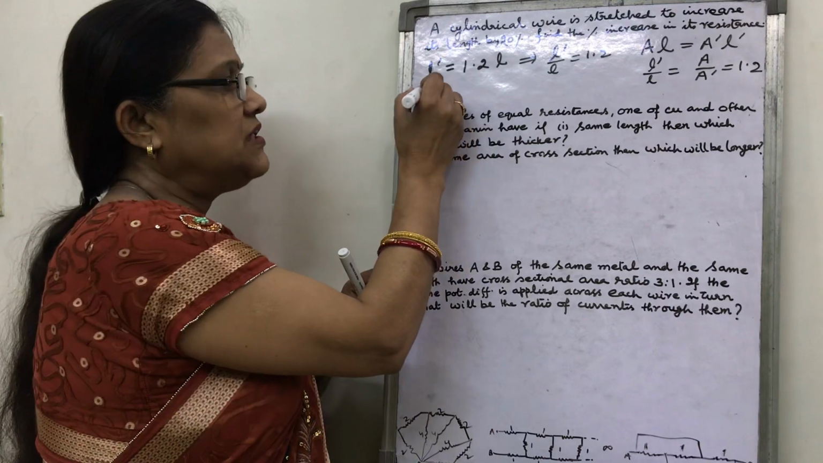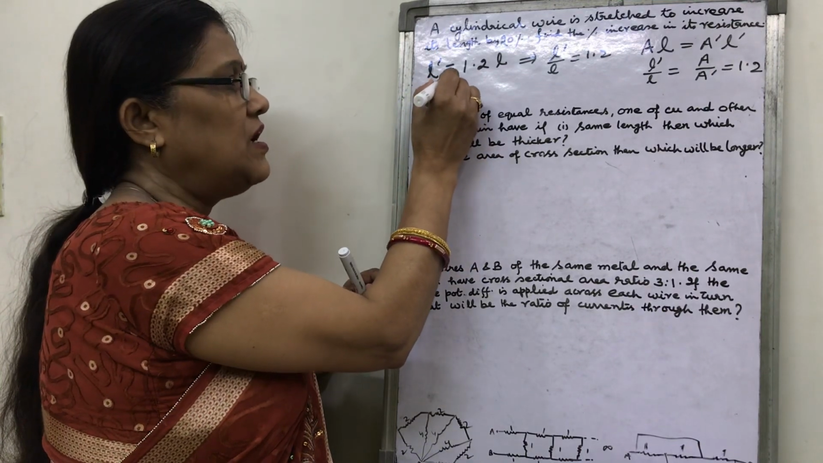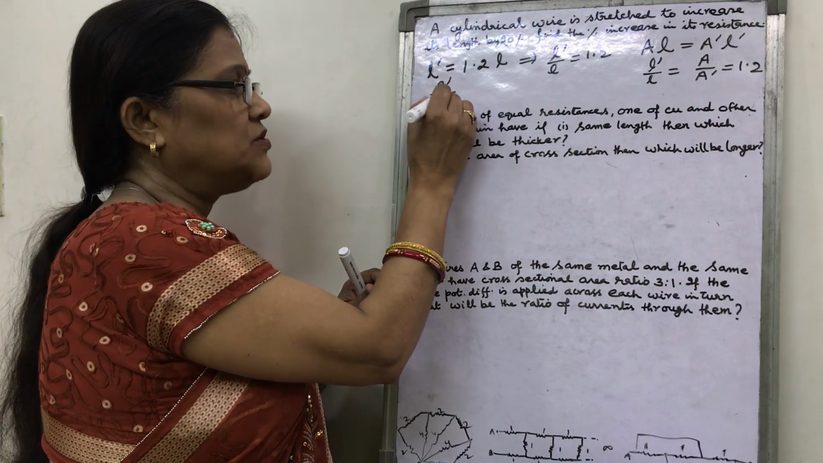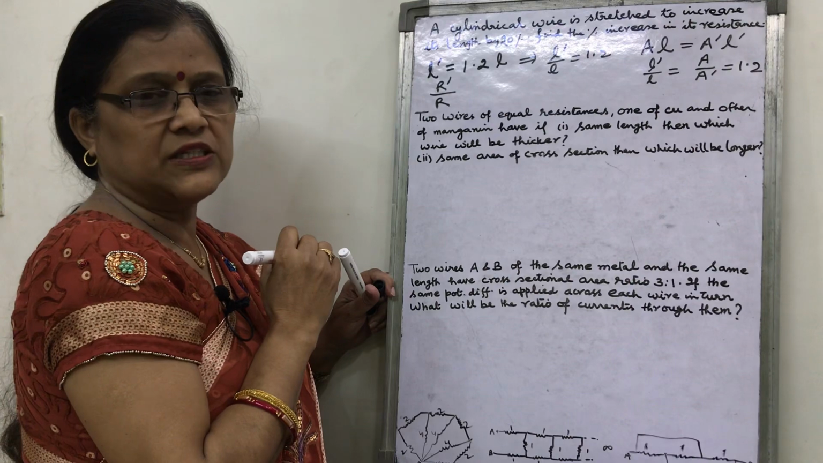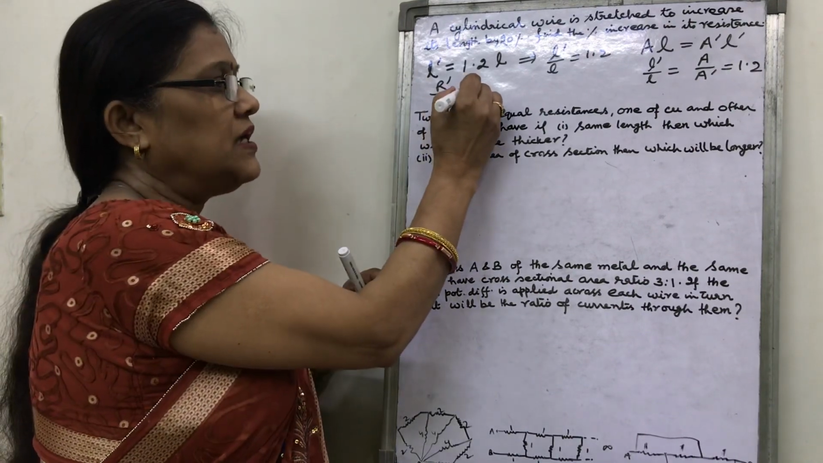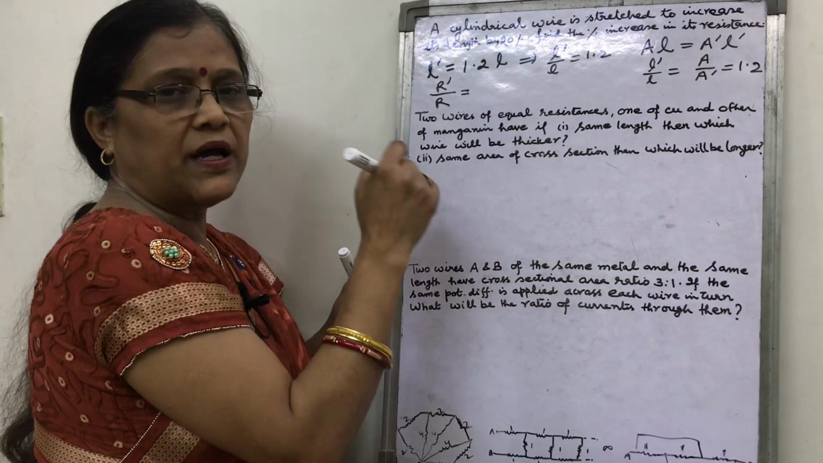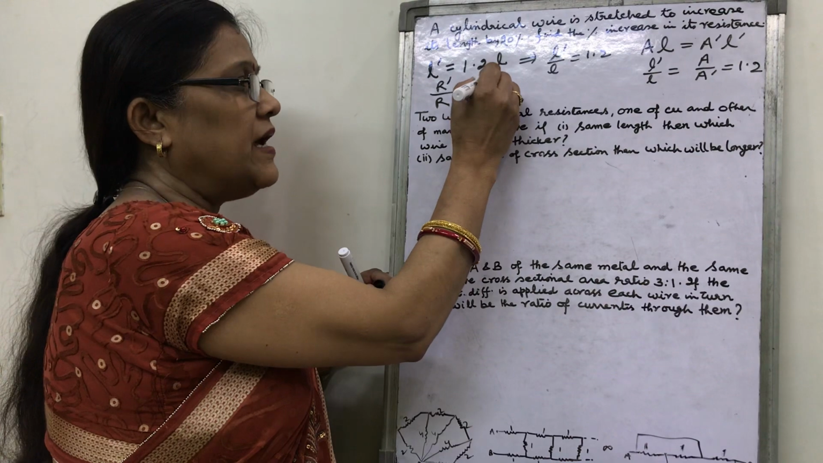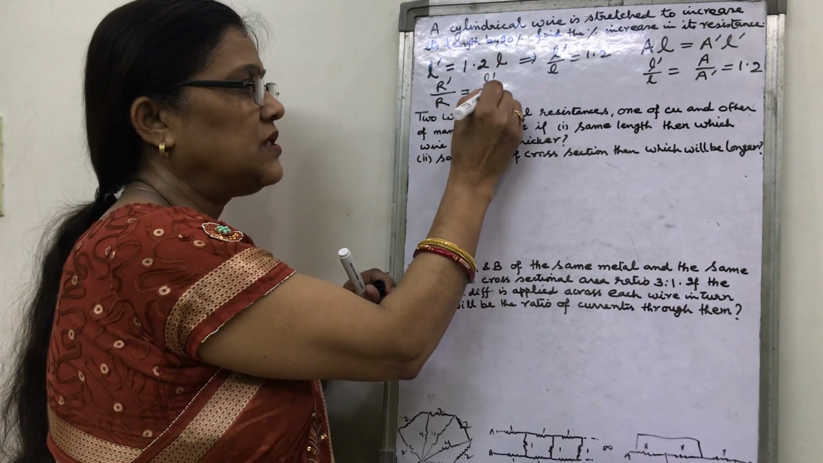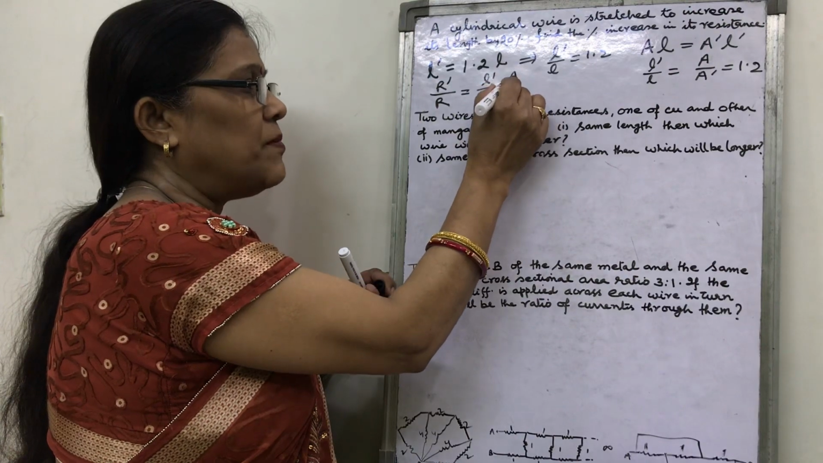Now how will the resistance change? Initially the resistance was R, now it has become R dash. So what will be R dash upon R? The material is the same, and R is rho L by A. So R dash will become rho L dash by A dash, and upon R, which is rho L upon A.